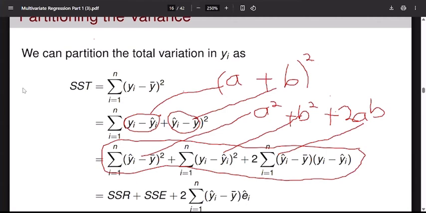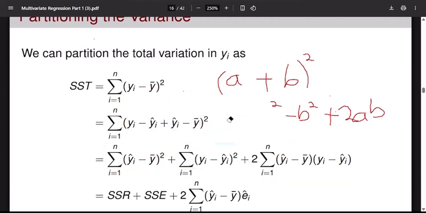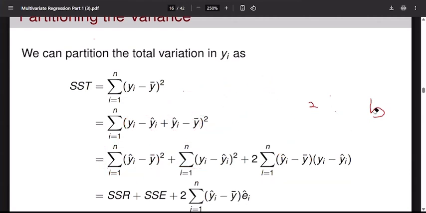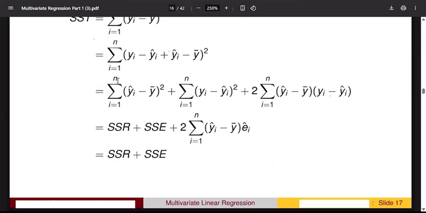Now, when we take a look at where we are right now, this guy here is the sum of square regression, the first part. The second part is the sum of square error. Now, when you take a look at this part, this guy here, y minus y cap is the residual, right?